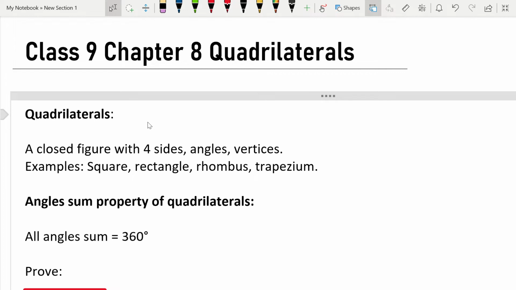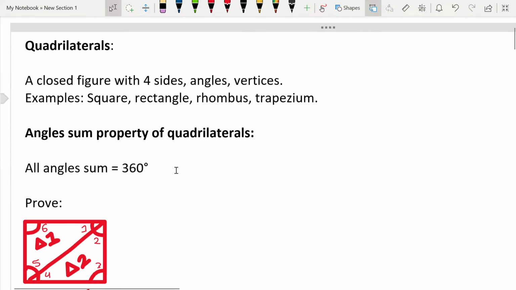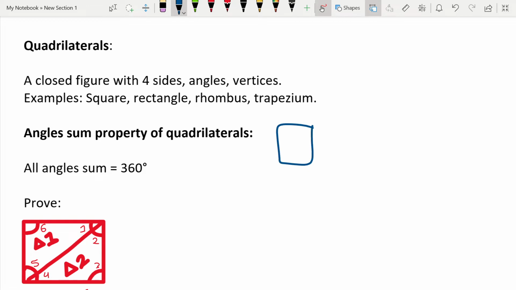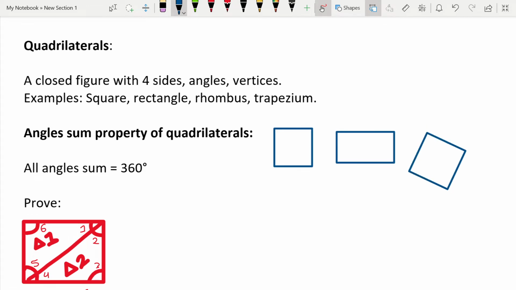In today's video we're going to be exploring class 9 chapter 8 quadrilaterals. So let's begin. What are quadrilaterals? A closed figure with four sides, four angles and four vertices is a quadrilateral. Examples can be square, rectangle, rhombus, trapezium. So these are all quadrilaterals.